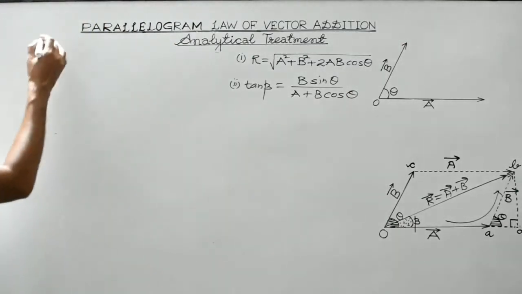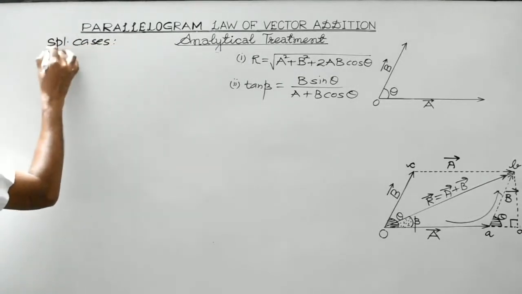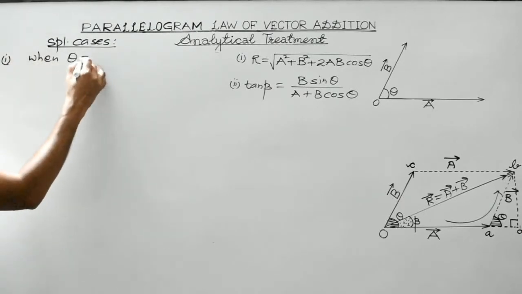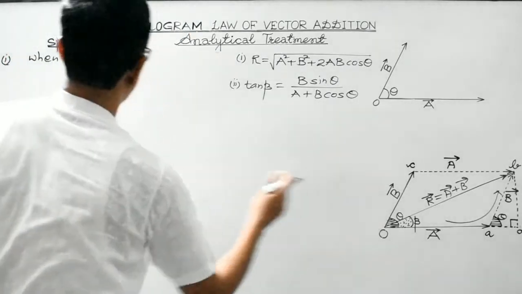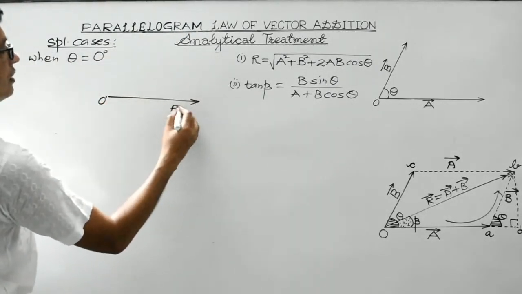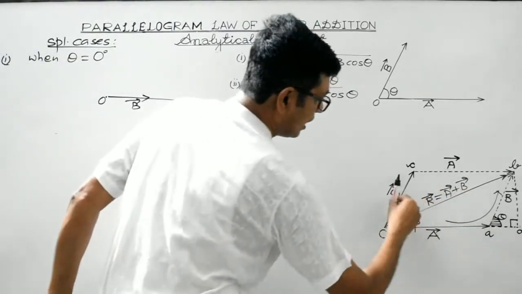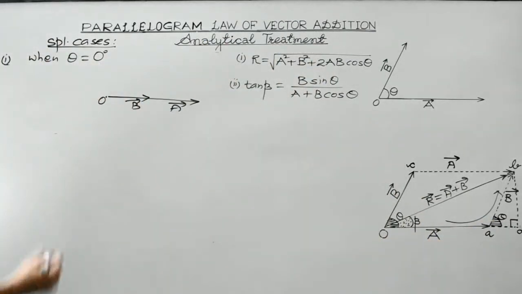So, special cases. Let's consider case 1. Case 1 is when the angle between the two given vectors is 0 degree. What will the diagram look like? It will be like this. This is point O, this is A vector, and this is B vector, right? This is A vector and B vector, both are coincident. So the angle between them is 0 degree.